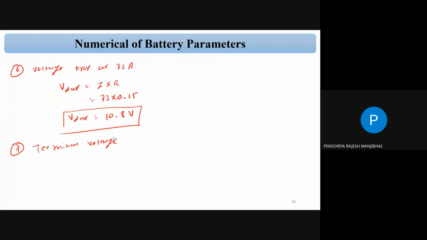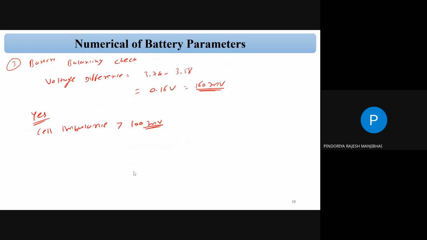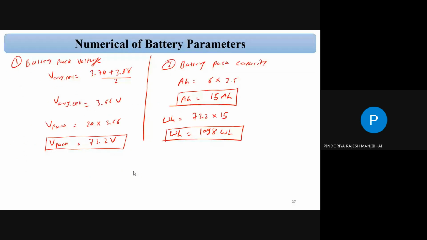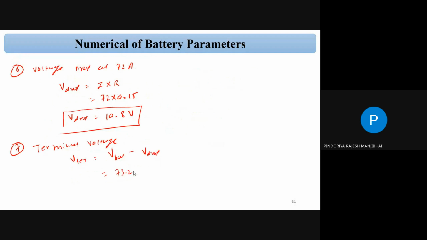Next one is your terminal voltage. So we have to calculate the terminal voltage. Terminal voltage is the battery voltage minus the voltage drop. So how much is the battery voltage? It is 73.2, which we calculated. And the voltage drop is 10.8.